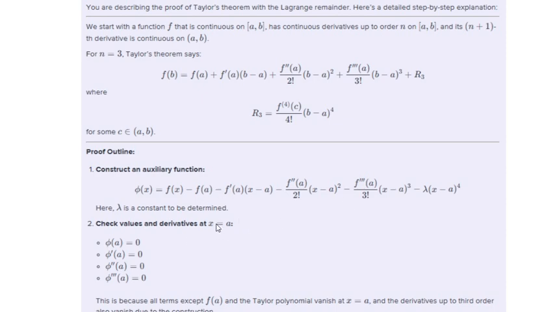After constructing it, if you work out phi of a, that is equal to 0. If you work out phi dash of a, that is, differentiate this and substitute x equal to a, you get 0 again. Phi double dash of a is equal to 0, and phi triple dash of a is equal to 0. What will this help us with? I'll check it.